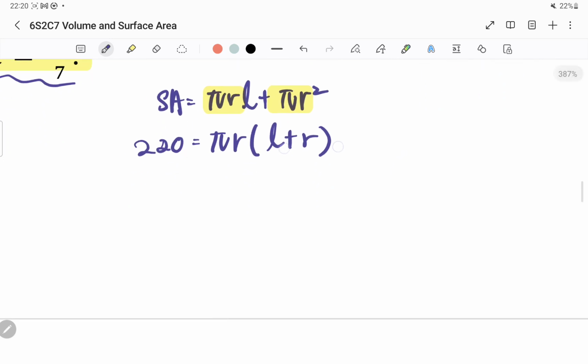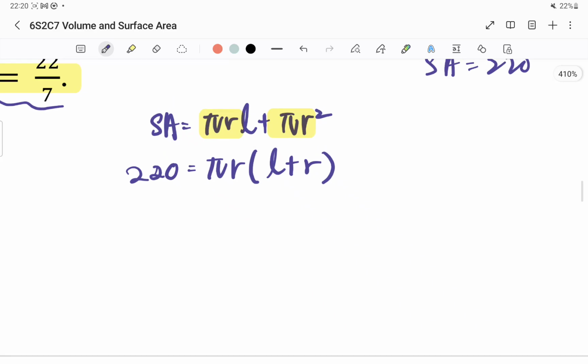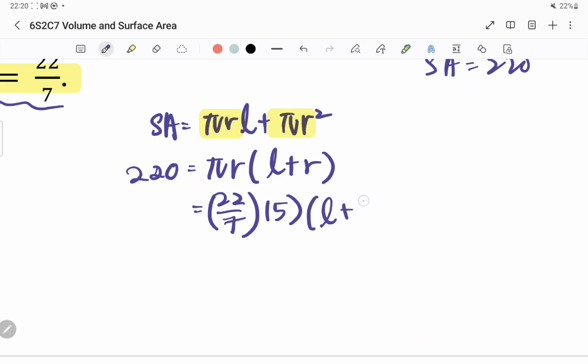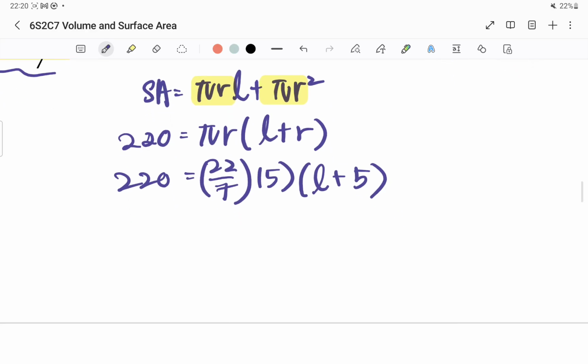Okay, so now what we're going to do is put in the pi, 22 over 7, times 5 times length plus 5. Then you have 220 on the left hand side. Then you sub in all the values for this. Okay, so what you're going to do is bring everything to the other side.